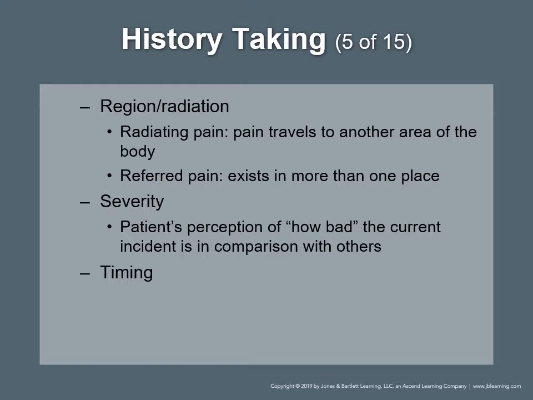Now, referred pain is pain that exists in more than one place without that line or trail in between. So I'm having chest pain, but I'm also noticing I have pain in my right lower quadrant in my abdomen. There's not necessarily a line of pain there, like a radiating pain from the chest into the left arm, where when they describe it, usually they'll say, yeah, it's radiating down. So that's region and radiation.